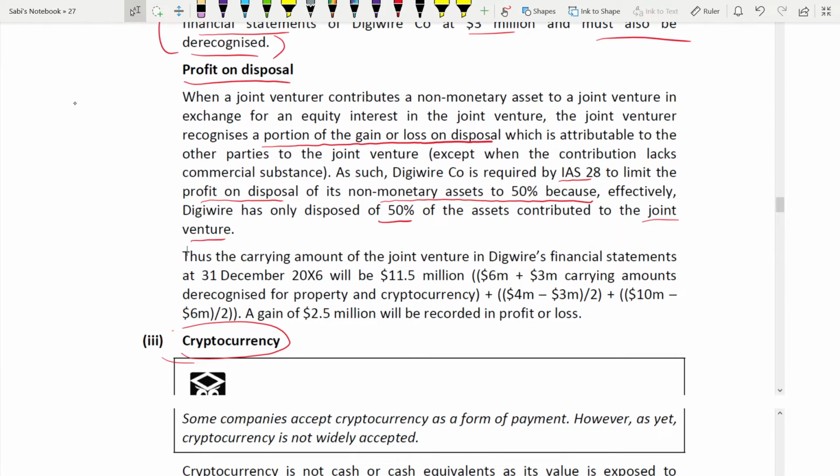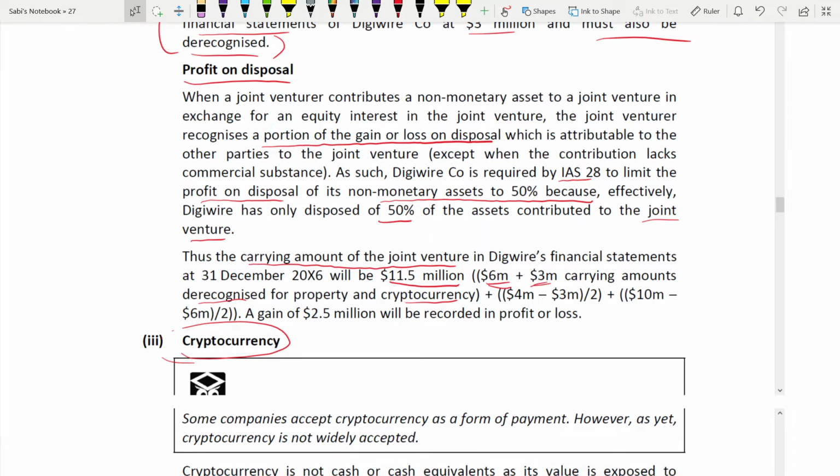So thus the carrying amount of the joint venture in Digiwire's financial statements will be 11.5. How 11.5? 6 plus 3, that is derecognized for property and cryptocurrency. 6 million for property, 3 million for cryptocurrency. These are the cost. Okay, we are not taking the fair value yet. We will take the fair value during selling, when we compare and then find the gain or loss. That's the next step. But we derecognize it at cost, not the fair value, the carrying amount.